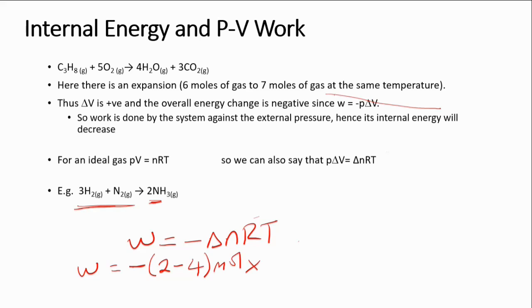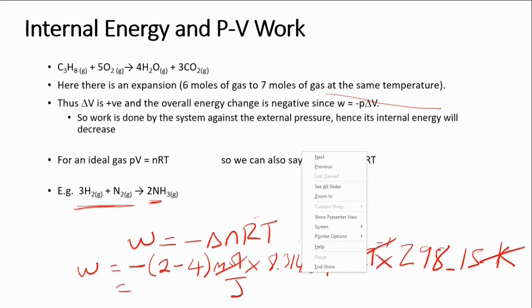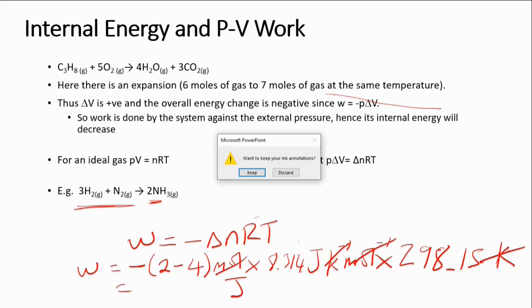Put our unit times 8.314, yes, joule per Kelvin per mole, times the temperature. Let's say it was 25 degrees Celsius, which is 298.15 Kelvin. Kelvin cancels with Kelvin there, mole with mole there. And so when you plug all of that in your calculator, your answer will be in joules. You can work that out easily.